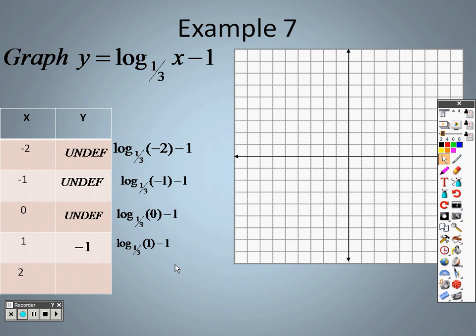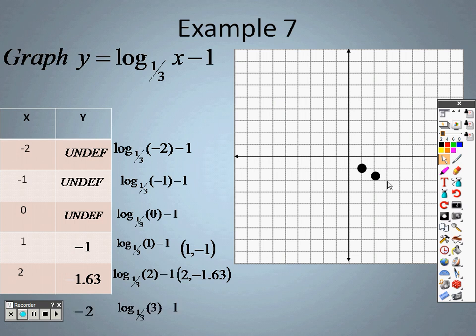When I plug in a 1, I get negative 1. When I plug in a 2, I get negative 1.63. So when I go to graph that, I go over 1 and down negative 1. Then I go over 2 and down negative 1.63, which is right there. And there's more points. 3, negative 2 is a point, so I can go over 3 and down negative 2 and put another point there. That's another point I can put in there.